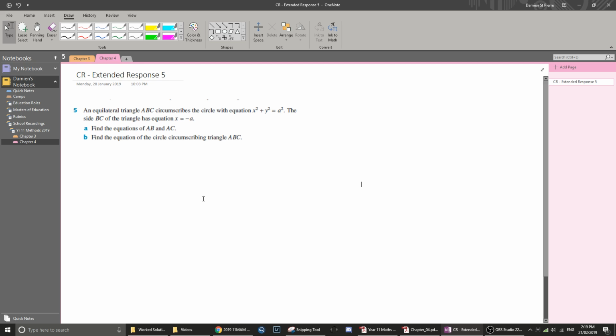Hello there everyone. So this is a question from Chapter 4, I believe. It's the chapter review from chapter 4, extended response question 5. It says an equilateral triangle ABC circumscribes the circle with the equation x squared plus y squared equals a squared. The side BC of the triangle has the equation x equals negative a.